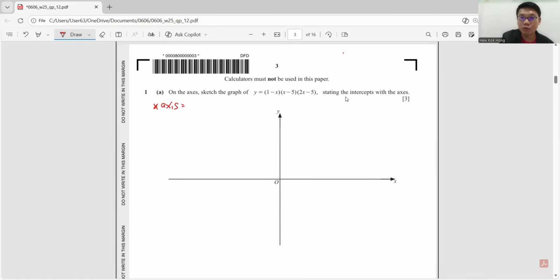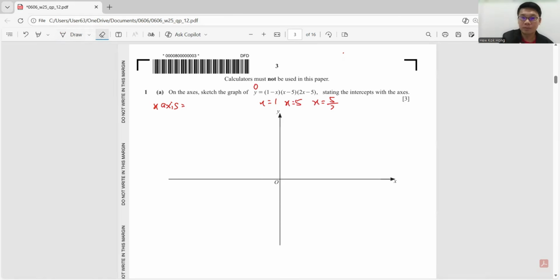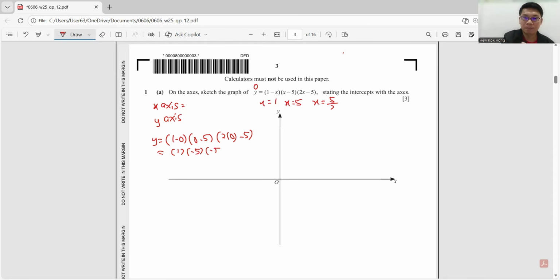X-axis means y equals 0, so we can confirm x equals to 1, x equals to 5, x equals to 5 over 2. Next, we need to know where is the y-intercept. We substitute x equals to 0. So it's 25. Pass through 1, 2.5, and 5. Then we just draw it. Make sure x-axis and the y-axis are labeled clearly.